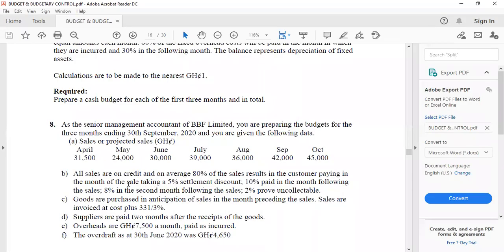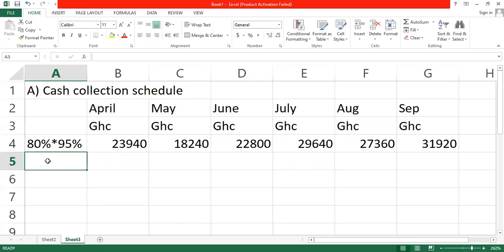The following one is what? 10% paid in the month following the sales, isn't it? So the next one that you have to count with is the 10%. There is no March, isn't it? We're supposed to receive the March own in what? April. But there is no March, isn't it?